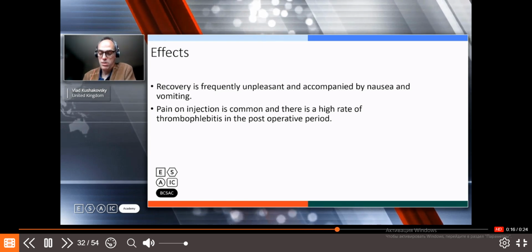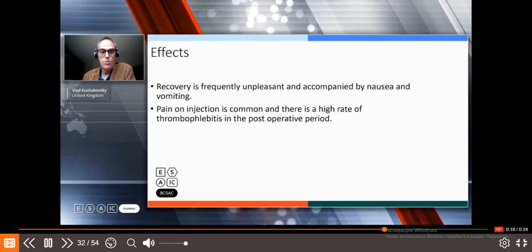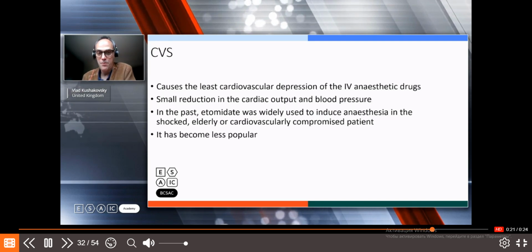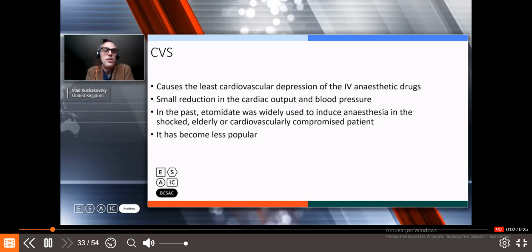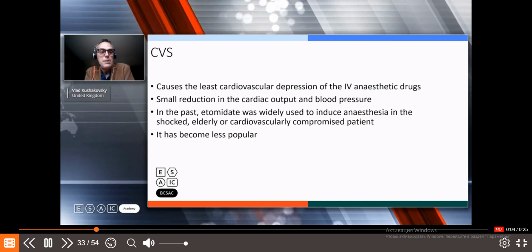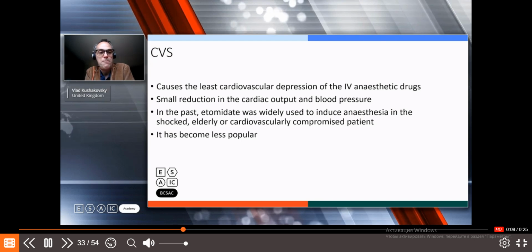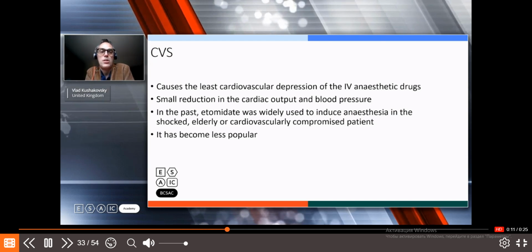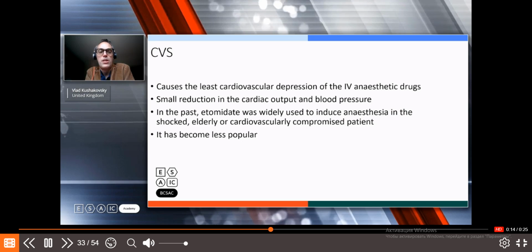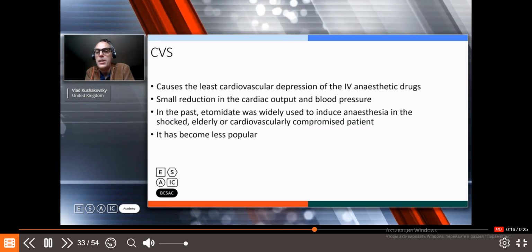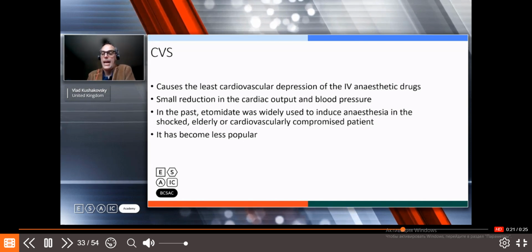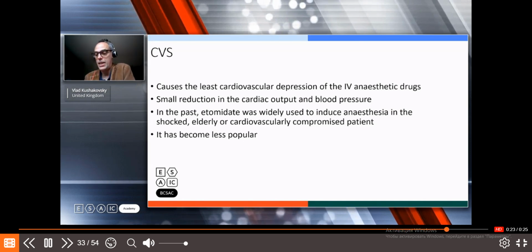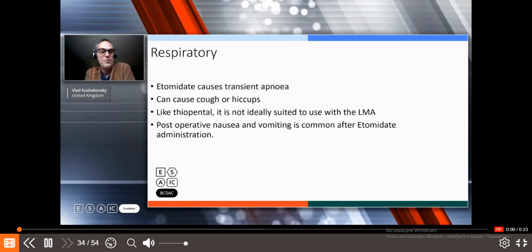One might ask, why would we use it? And indeed, we don't use it that much, but the main reason we use it, or used to use it, is because it causes the least cardiovascular depression of all the IV anesthetic drugs. It causes a small reduction in cardiac output and blood pressure, and in the past was widely used to induce anesthesia in the shocked, elderly, and cardiovascularly compromised patients. As I mentioned, it has become significantly less popular.